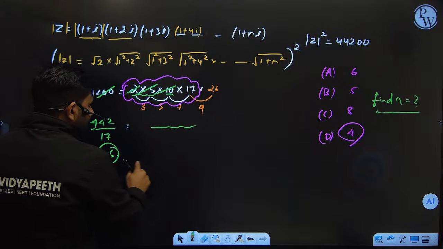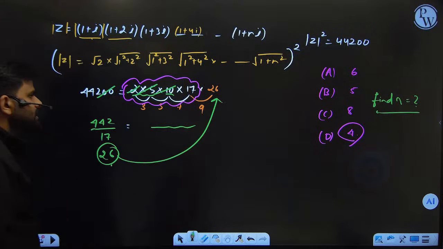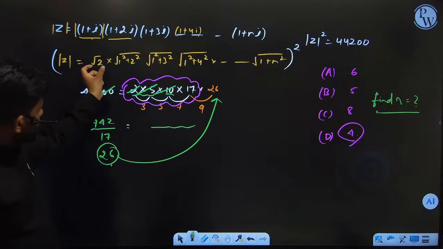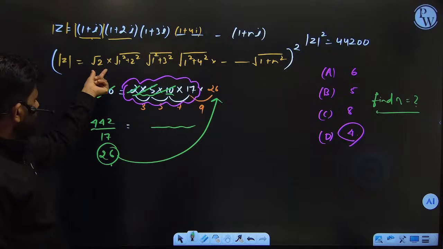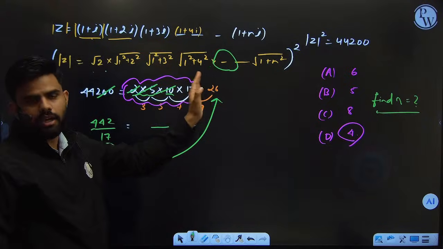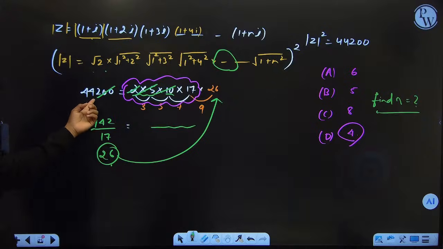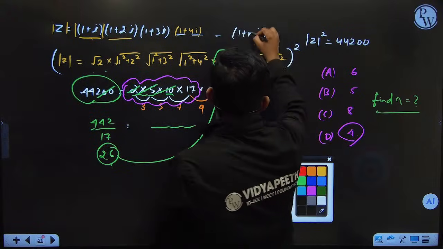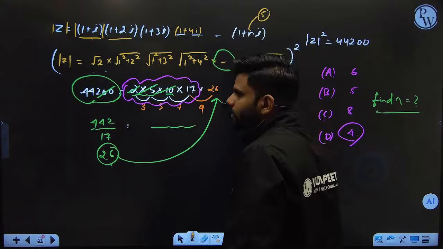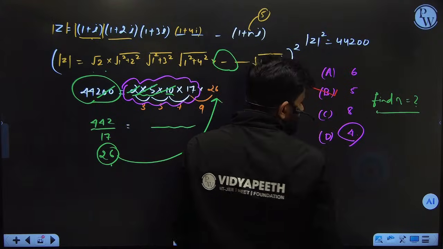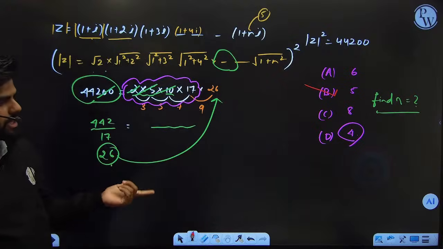And what is our next number? The next number is 26. It means only 5 terms are required: 1, 2, 3, 4, 5. Only 5 terms are required to get 44200. It means n has to be 5. So the second option is correct.